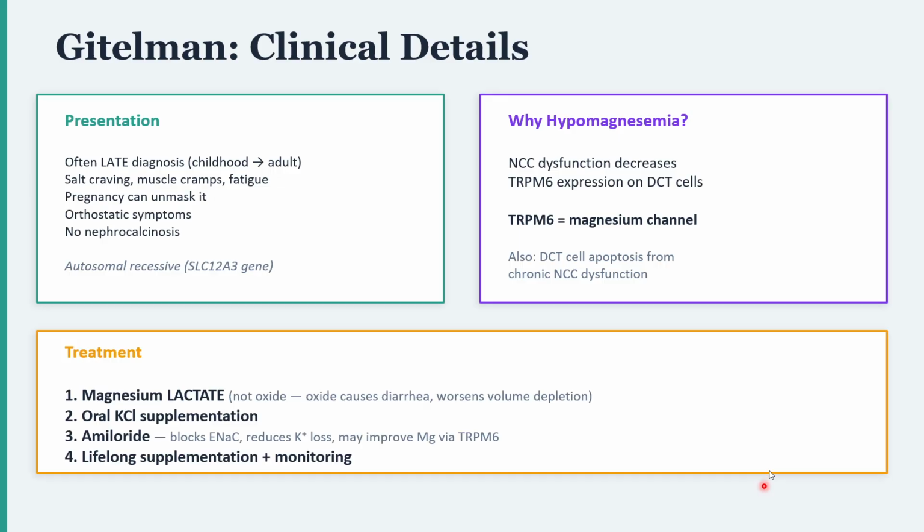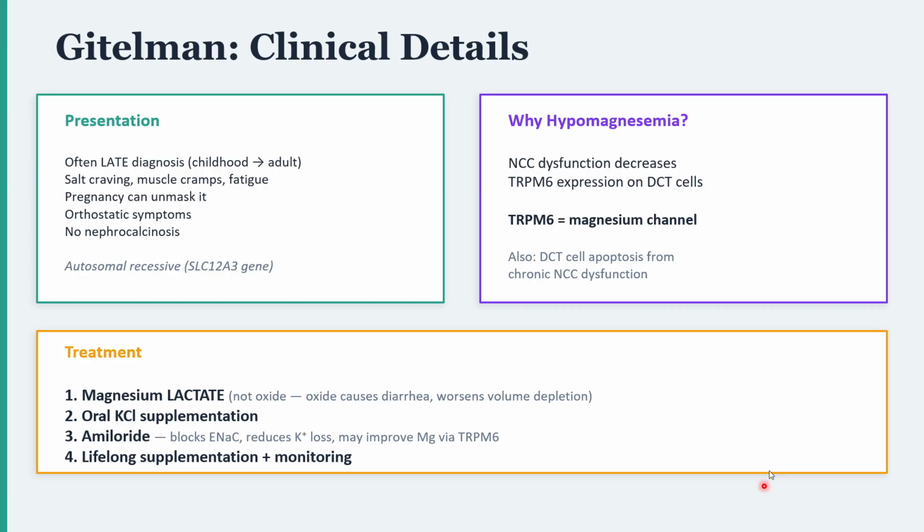Treatment is lifelong and supportive. The key pearl here, and this was tested on the boards, is magnesium formulation. Magnesium oxide causes diarrhea, which worsens the volume depletion in a patient who's already orthostatic. The answer is to switch to magnesium lactate, a slow-release formulation that's better tolerated.